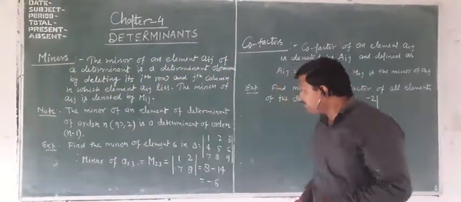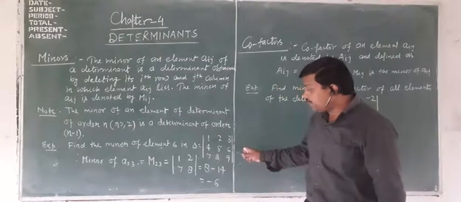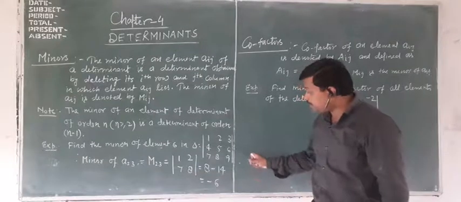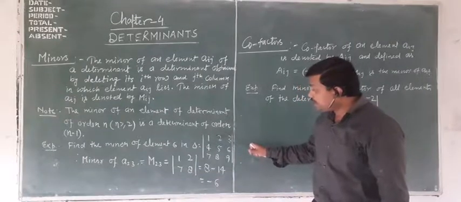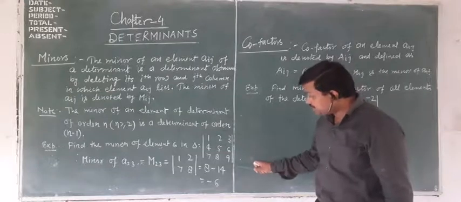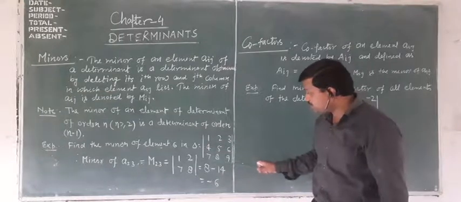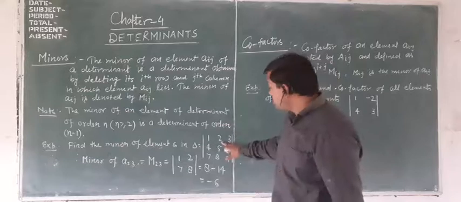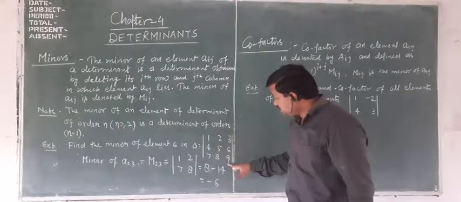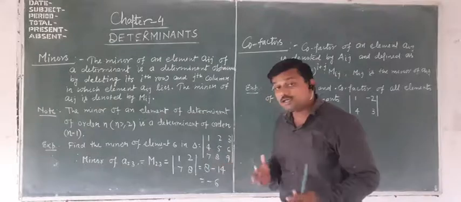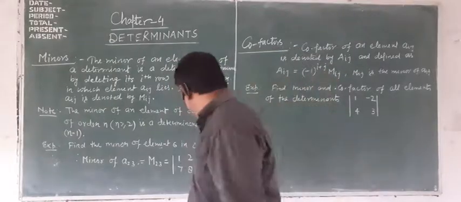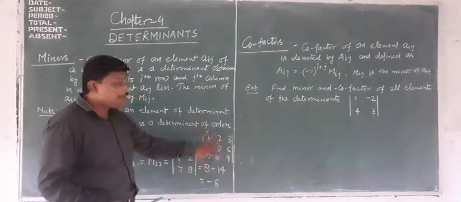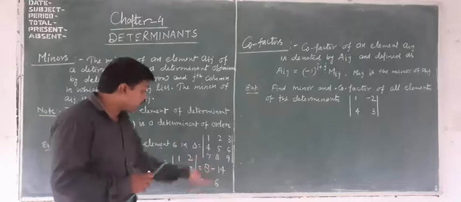Similarly, we can find the minor of each element. The minor of 1 is obtained by deleting the first row and first column, which gives the minor of this element. For the second element, the minor of 2, delete that column and that row; the remaining 6 7 9 gives the value of the minor of the second element. For the third element, delete that column and that row; 4 5 7 8 gives the value of the minor of the third element. Similarly, we can find the minor of each element of the determinant.